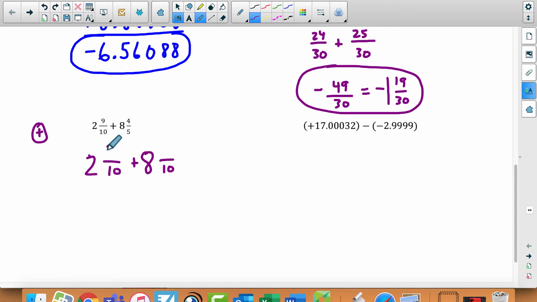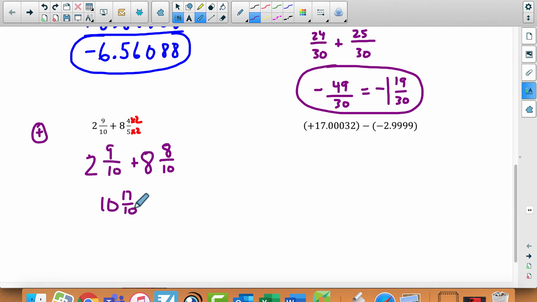Well, the first one's already 9 over 10. What do I have to multiply the 5 by? 2. Do the same to the top. So you end up with 5 times 2 is 10 and 4 times 2 is 8. Add the big numbers together, 2 plus 8, and you get 10. Add the fractions together, 9 tenths plus 8 tenths. Well, 9 plus 8 is 17, and the denominator stays the same.